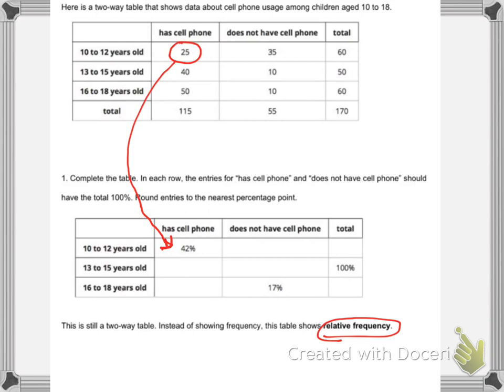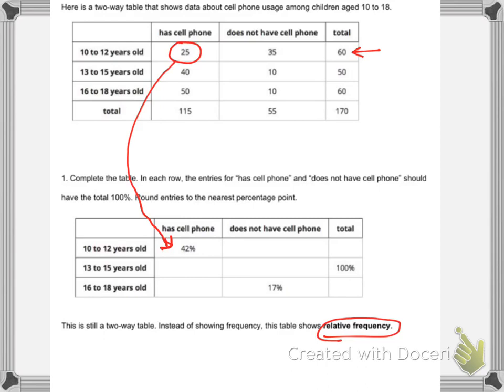And relative frequency is your percentage out of a total. So it's like a frequency based on 100, it's percent. To get that 25 10 to 12-year-olds who have a cell phone out of the 60 10 to 12-year-olds gives you 42%. And so to calculate the rest of them, we want to look at those totals.